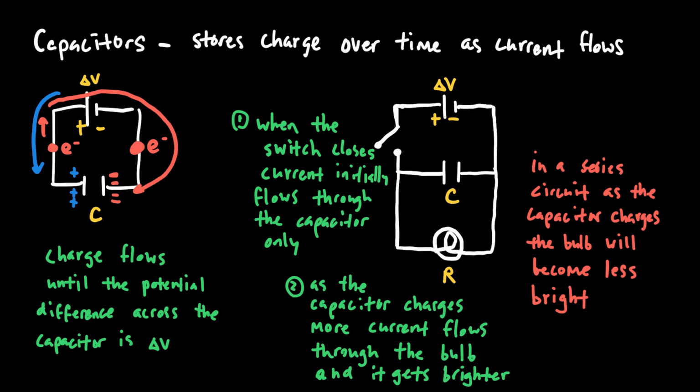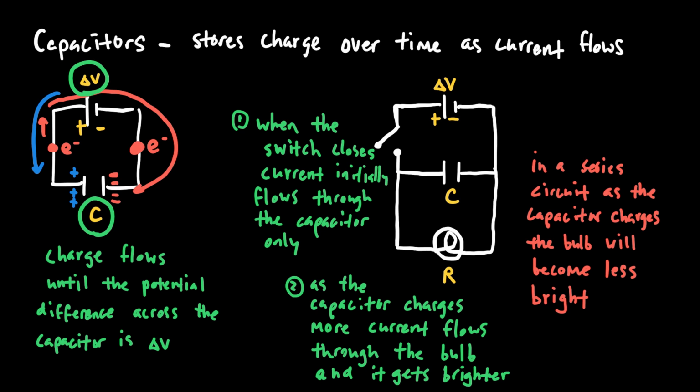So I connect an uncharged capacitor to a battery, and what happens is the capacitor becomes charged. It starts to store some charge on its plates. And the current will continue to flow until the capacitor reaches the same voltage as the battery. So charge will flow until the capacitor has the same voltage as the battery.